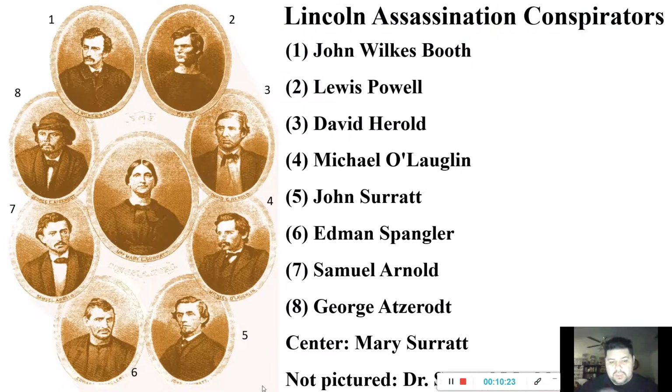3, 2, 1. All right, really quickly, this is a picture of all the people, as you can see from number 1, John Wilkes Booth, number 2, Powell, 3, Harold O'Laughlin, John Surratt, Edmund Spangler. We'll talk about him in the extra credit video. Samuel Arnold, George Ozerat, Mary Surratt in the center, and the one who's not pictured is Dr. Samuel Mudd, and you'll find out more about why he wasn't in this picture of the conspirators in the extra credit video if you watch it.